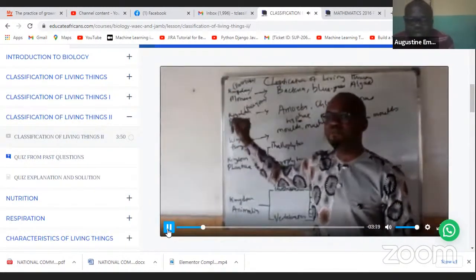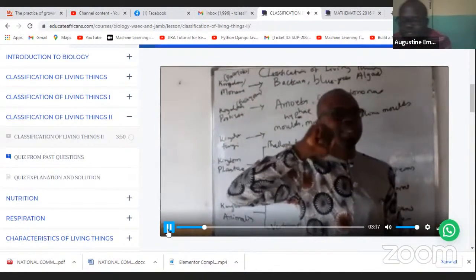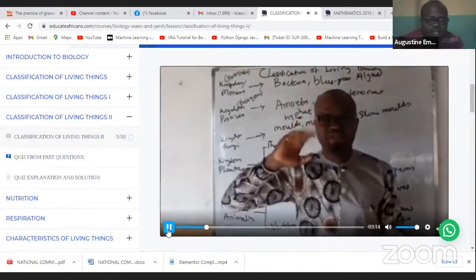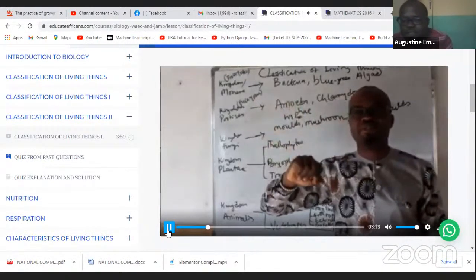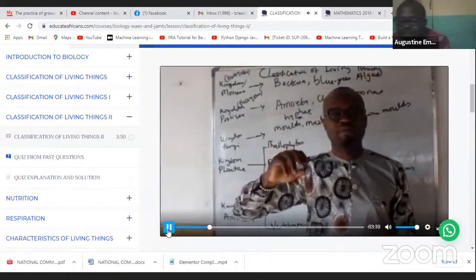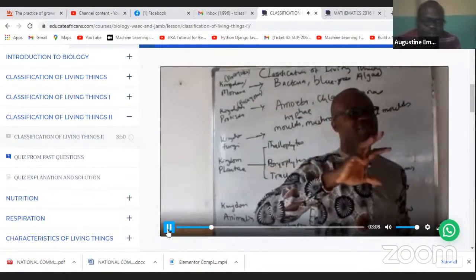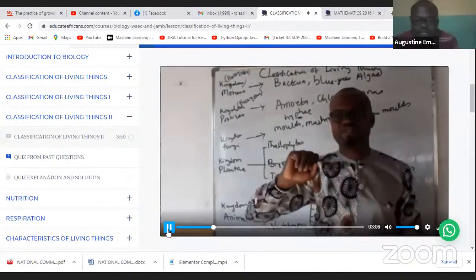Under the invertebrates, we have flat ones, round ones, annelids, mollusks, arthropods, and the rest. Then under the vertebrates, we have the birds, mammals, amphibians, and the rest.